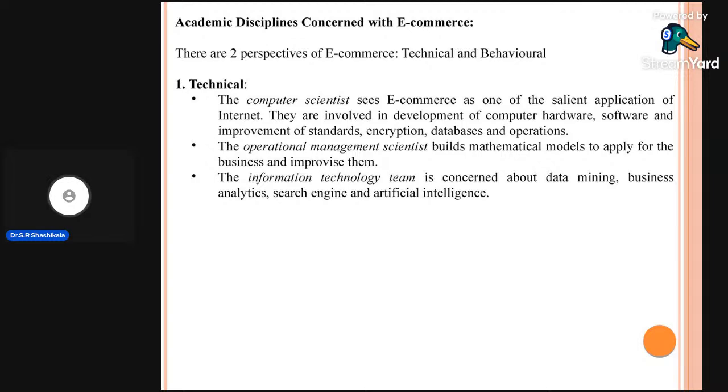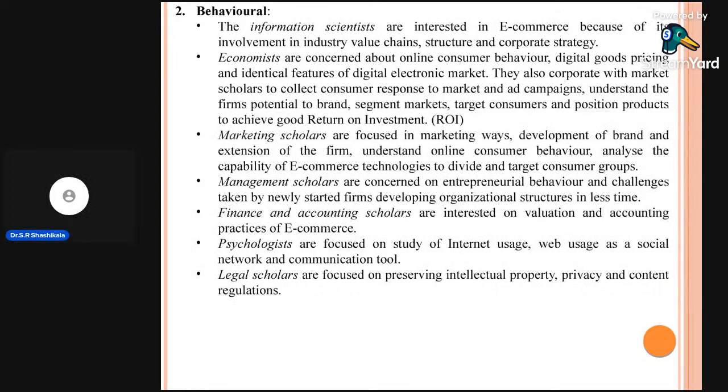Now let us understand the behavioral disciplines. This is concerned with how the involvement of all these performs in e-commerce. Under the behavioral concept, we have information scientists. These are interested in e-commerce because of its involvement in industry value chains and structure, and also in framing corporate strategies. Economists, the people who study economics, are interested in online consumer behavior.